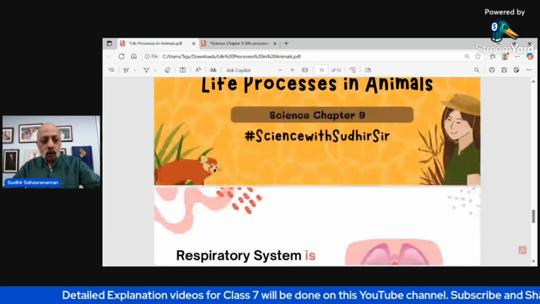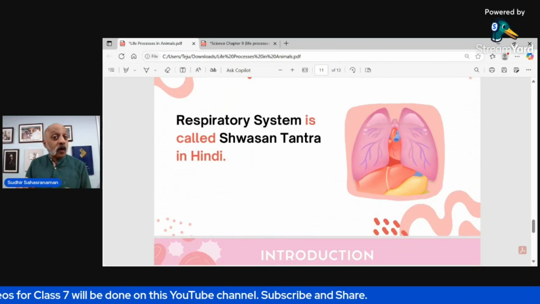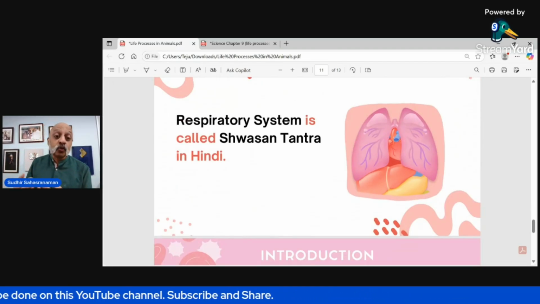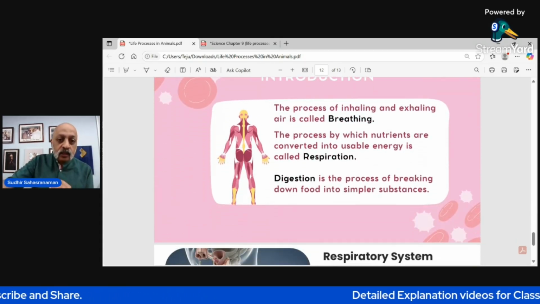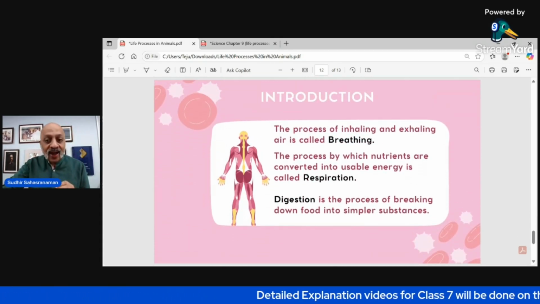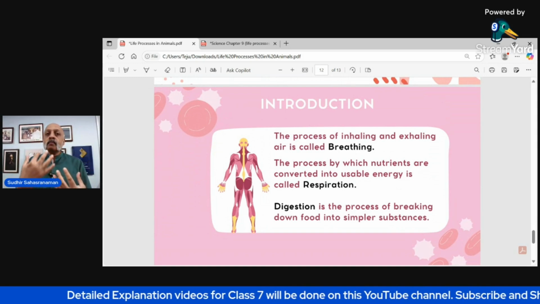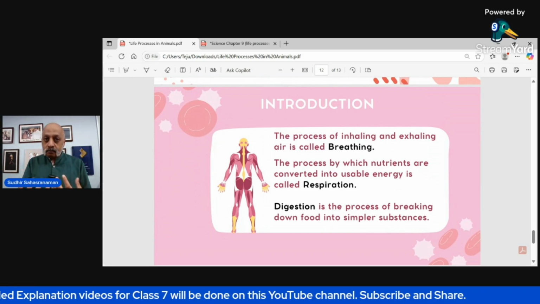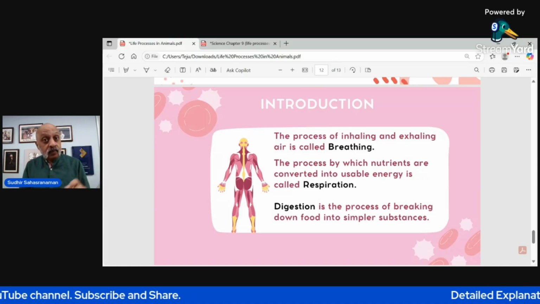If you look in here, the respiratory system, for those of you who may be interested in knowing what it is called in Hindi, it is called Shwasan Tantra, just for your GK. The process of breathing in and breathing out air is called breathing. I'm breathing in, breathing out. This is called breathing. Simple.